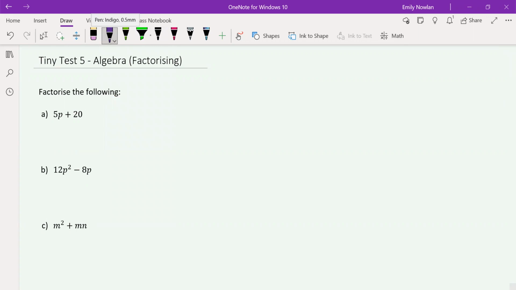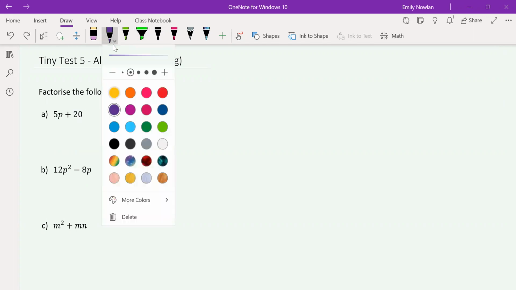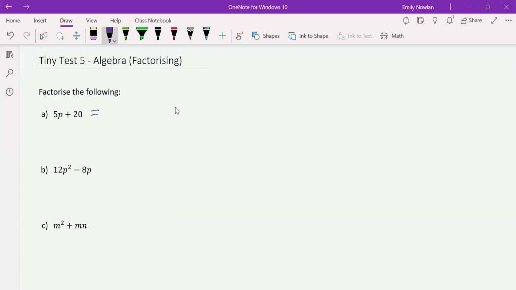Okay, so in order to factorise, the first thing you need to find is the highest common factor. So look here, we've got a 5 and a 20. What is the biggest number that goes into 5 and 20? Well, the answer is 5. 5 goes into 5 once, and 5 goes into 20 4 times.